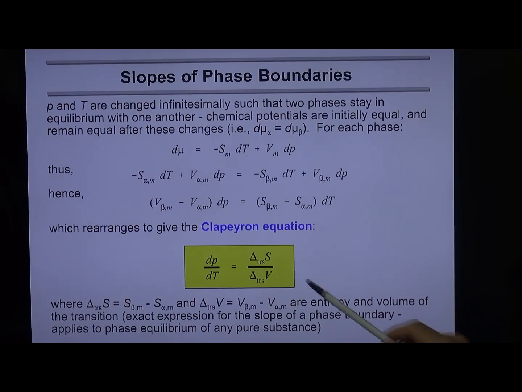Okay? These are all you need to know. If you have information about this, you can determine this, and you can draw a phase boundary, and finally you can make a phase diagram. Okay? So this equation is called Clapeyron equation. Alright.